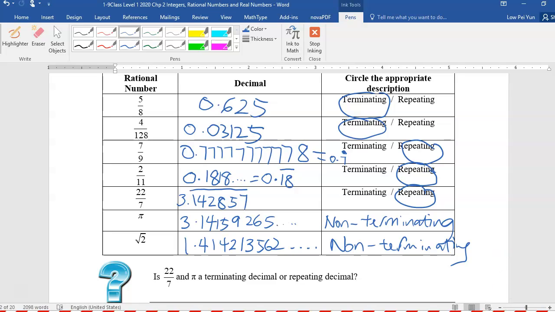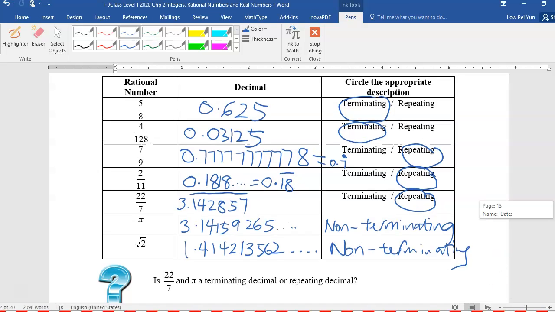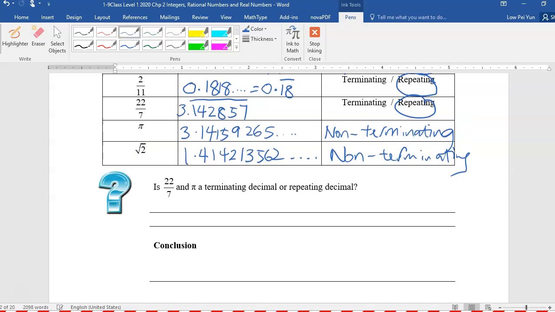Interesting. 3 types. What are the 3 types? First one, terminating. Second, repeating. Last one, non-terminating. So, are these 2? Actually, not "and is". Please change the grammar. So it should be "are". 22 and pi, terminating or repeating decimal? Okay, 22 over 7 is what?